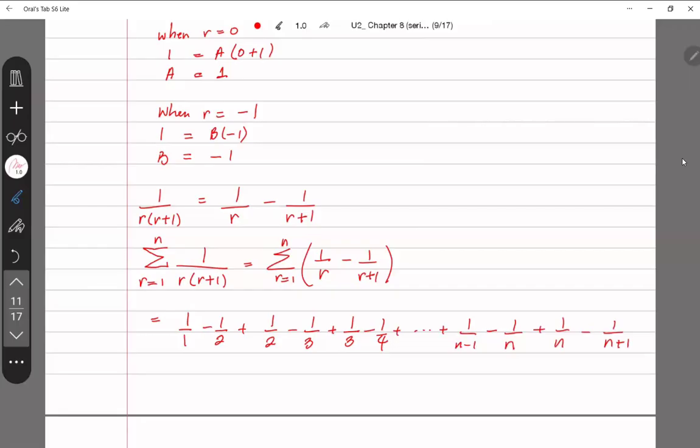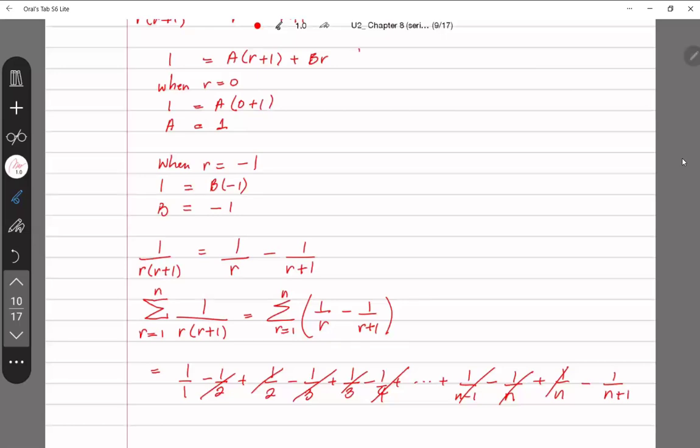So what we'll notice is that those two are gone, and it's reasonable to assume that this is gone too, this and this. So the only thing that remains is 1 minus 1 over n.